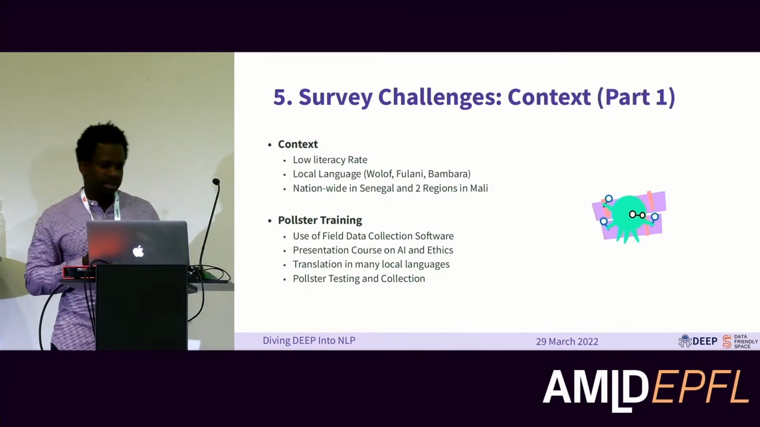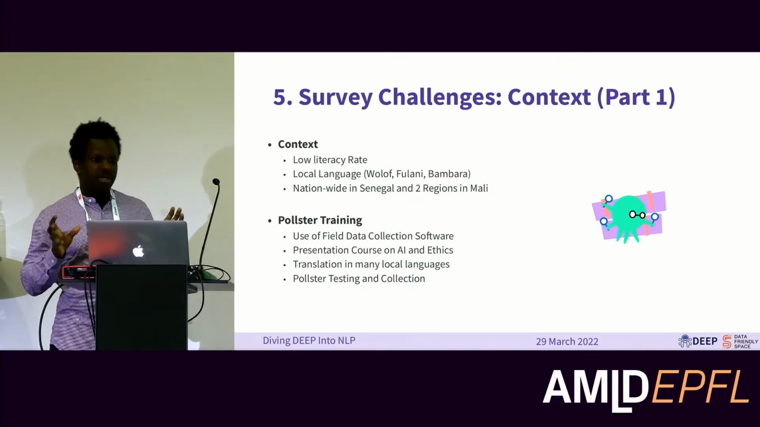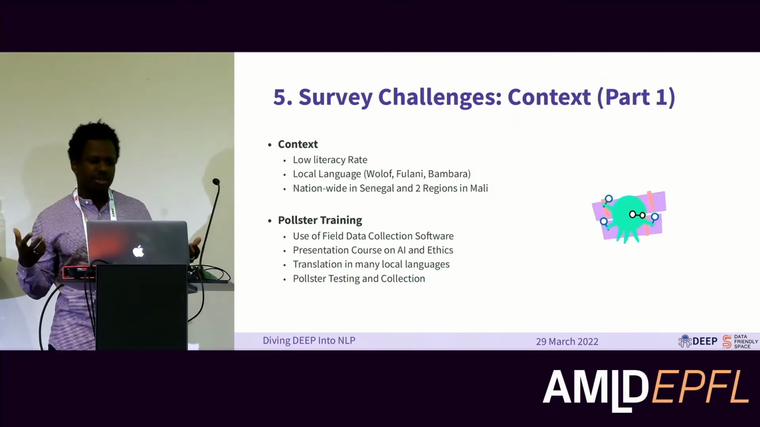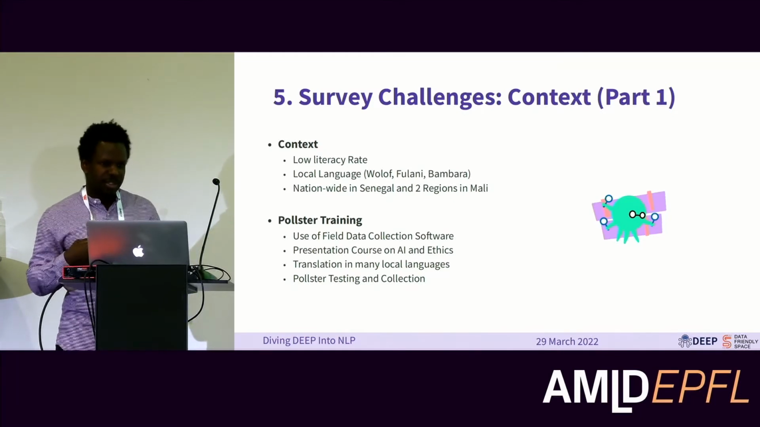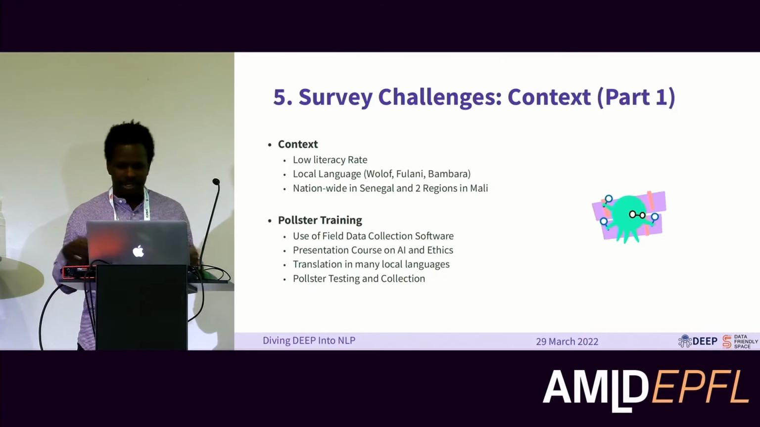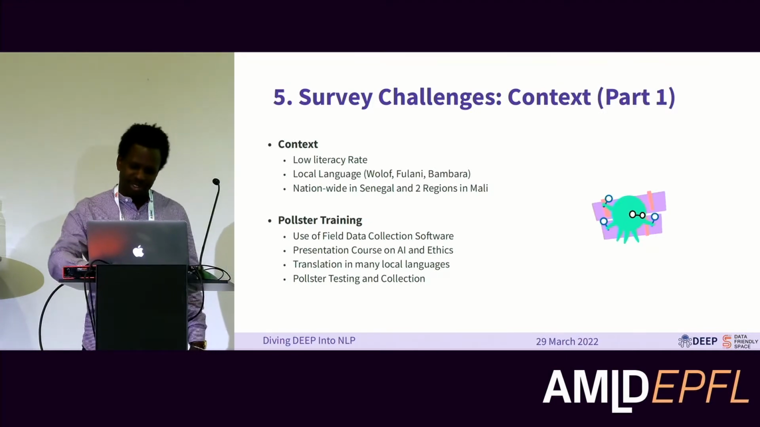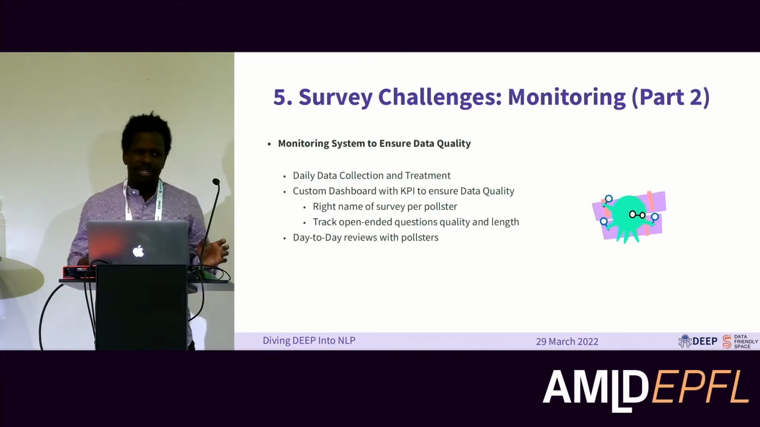And then a presentation of the course on AI and ethics. Even though these are hard terms for a lot of people, you want to make sure that the pollsters know exactly what AI and ethics are and how they should question during the survey. And also the translation into many local languages, which, as I said earlier, is sometimes complicated, so we struggled a bit with that. And there is also a test at the end to see that the pollsters really understand everything, so we can improve the courses.